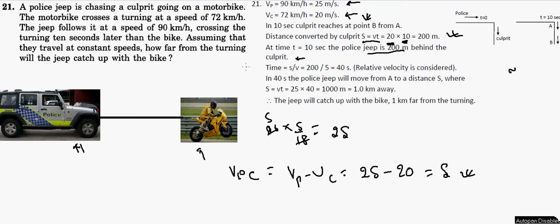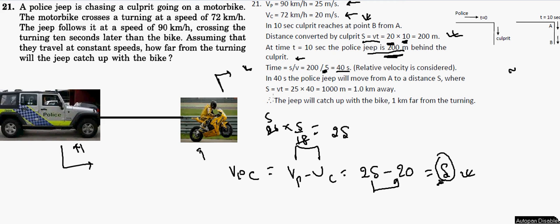So let's see the time taken by the jeep to fill this gap of 200 meters. It is distance upon velocity. But here you have to consider the relative velocity, that is 25 minus 20, which is 5. Why? Because the culprit is moving and the jeep is moving. So this 200 meter gap will be filled by only the difference between the culprit and the police, that is 5 meters per second. So it will take 40 seconds to cover this gap.